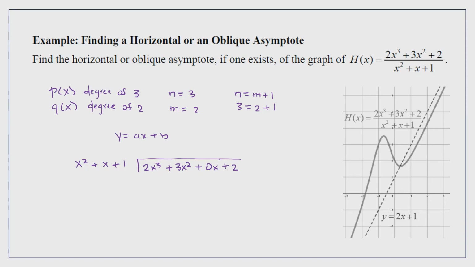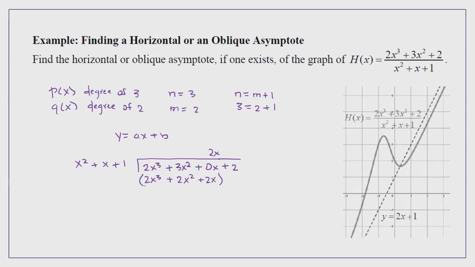All right. So first I'm going to divide 2x cubed by x squared. What factor times x squared will get me 2x cubed? That's going to be 2x. So 2x times x squared will get me 2x cubed. 2x times x will get me 2x squared. 2x times 1 will get me 2x.